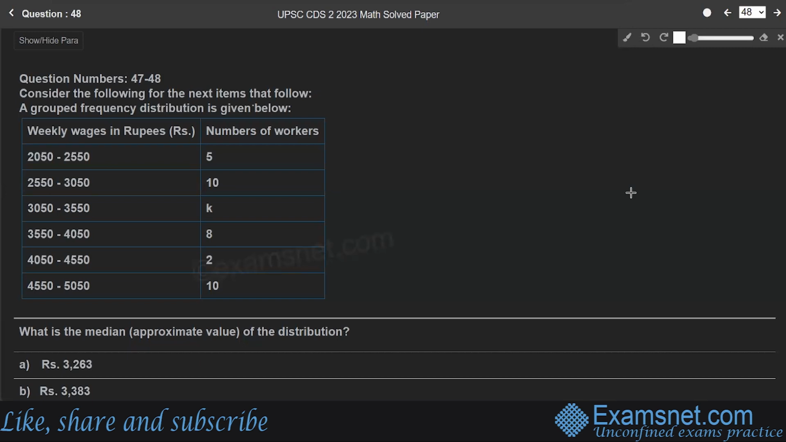Question 48. Based on the same frequency distribution, we have to find the median of the given distribution. To find the median, we need some values. So we'll directly consider the formula for the median of a distribution. It is L plus n by 2 minus capital F, whole divided by small f, into h. So what is this L? L is nothing but the lower limit of the median class.